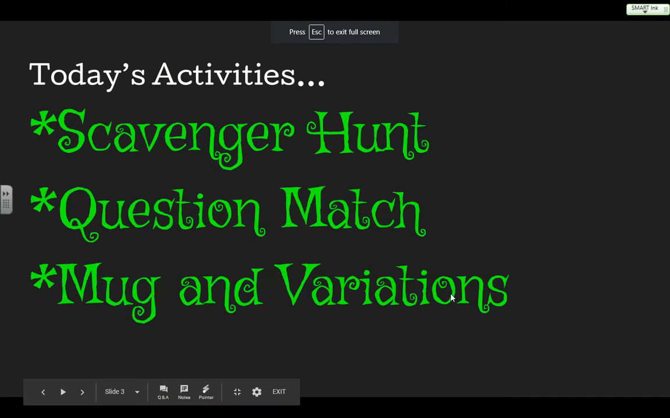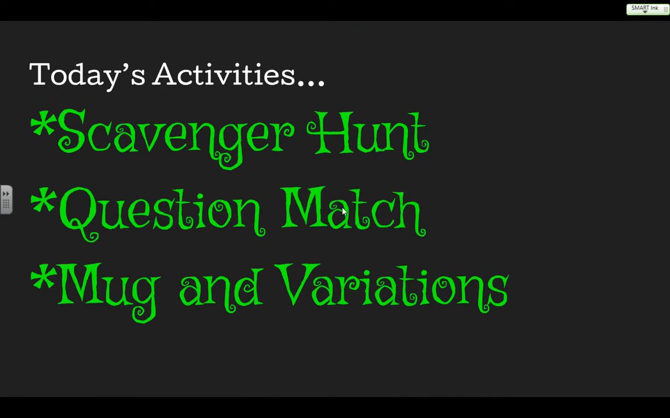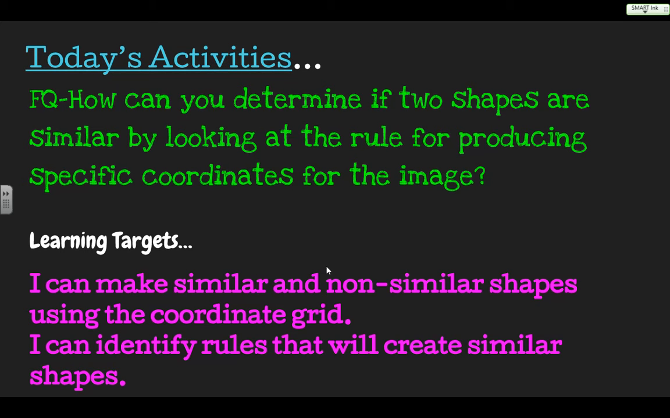So that's your bell ringer. Okay, here are your activities for today. You're going to do a scavenger hunt and a question match before I get back, and then mug and variations you will be doing with me. Your focus question for today: how can you determine if two shapes are similar by looking at the rule for producing specific coordinates for the image?